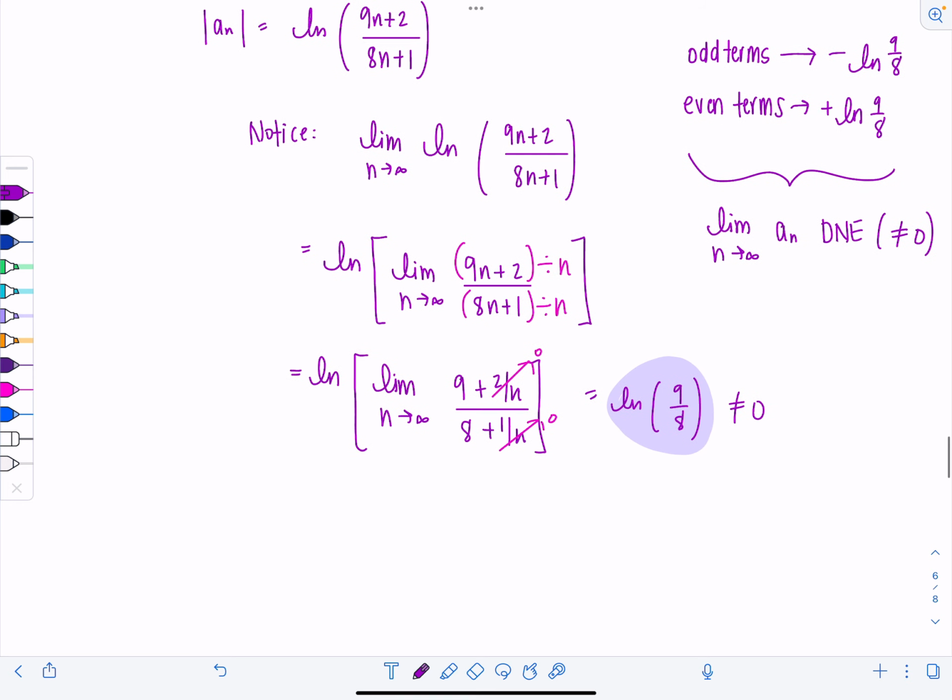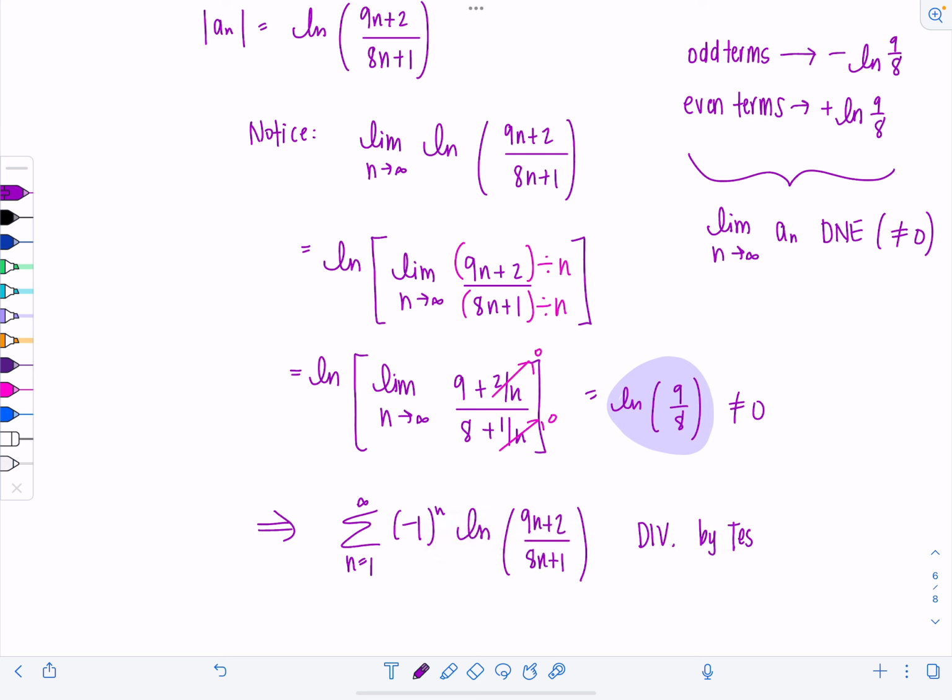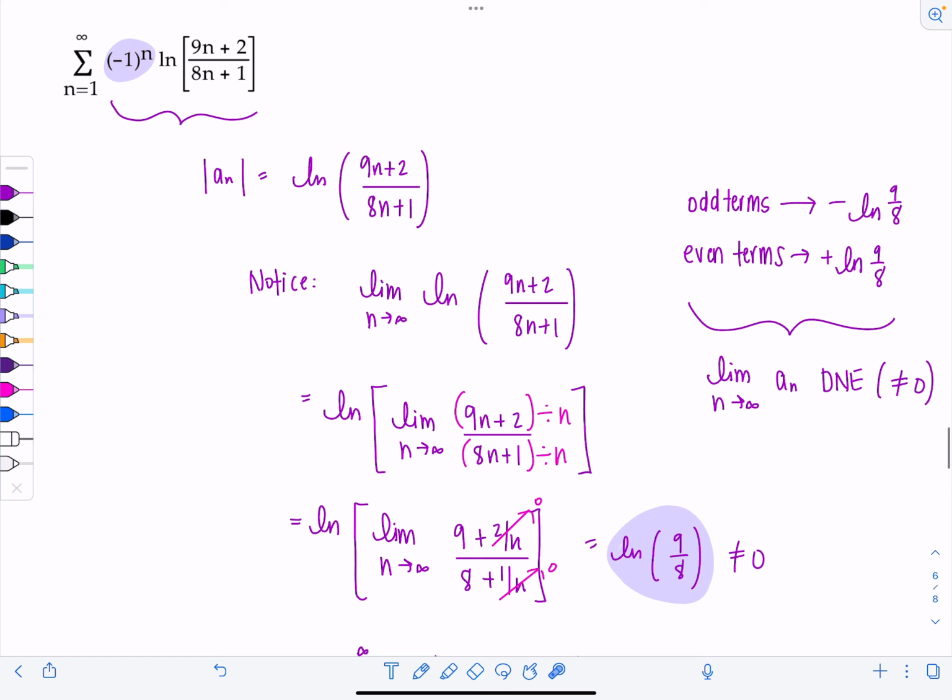So our series diverges. This means the sum from n equals 1 to infinity of (-1)^n ln((9n + 2)/(8n + 1)) diverges by the test for divergence. Notice I skipped a lot. I didn't really even test for absolute convergence. I didn't test for conditional convergence. I went straight to the test for divergence because I could tell the terms weren't going to 0 and it was going to diverge. So I didn't waste my time checking the other possibilities.